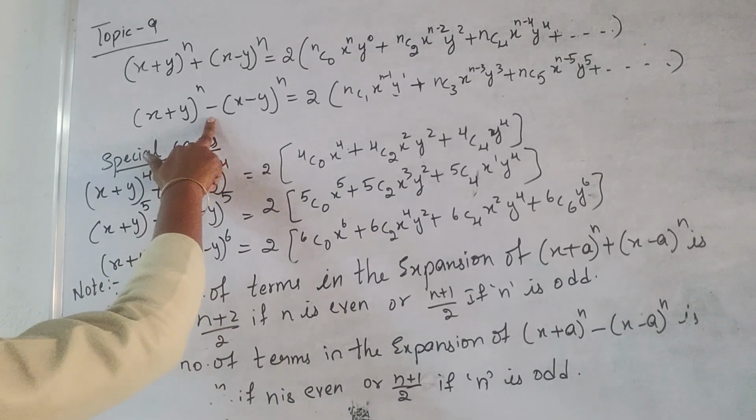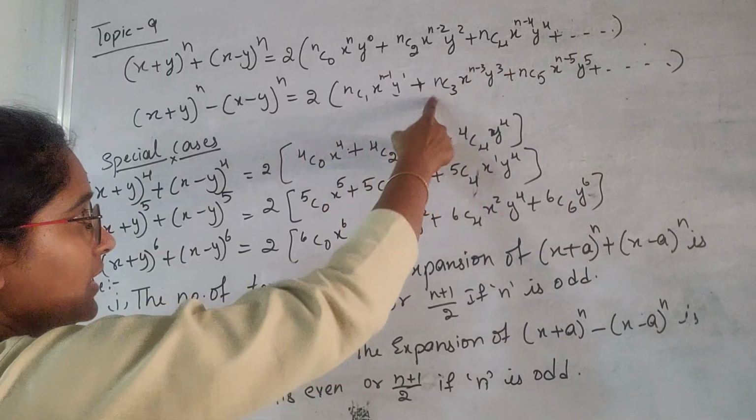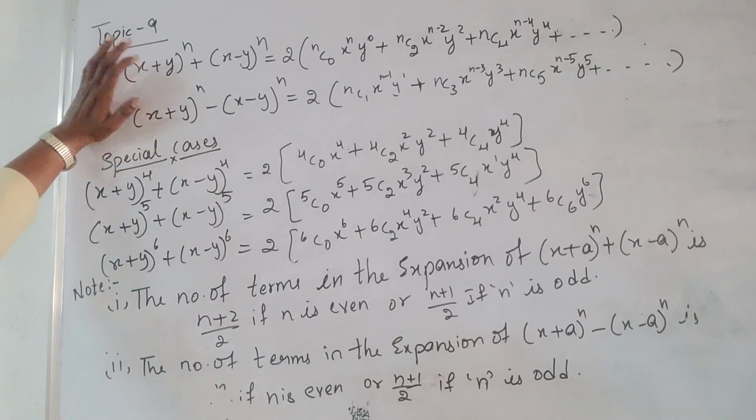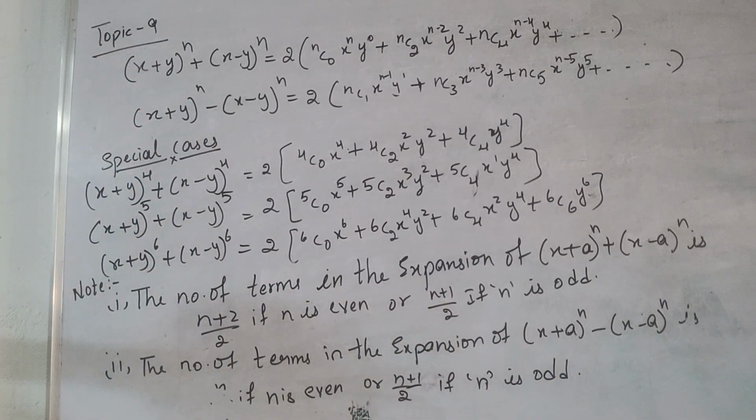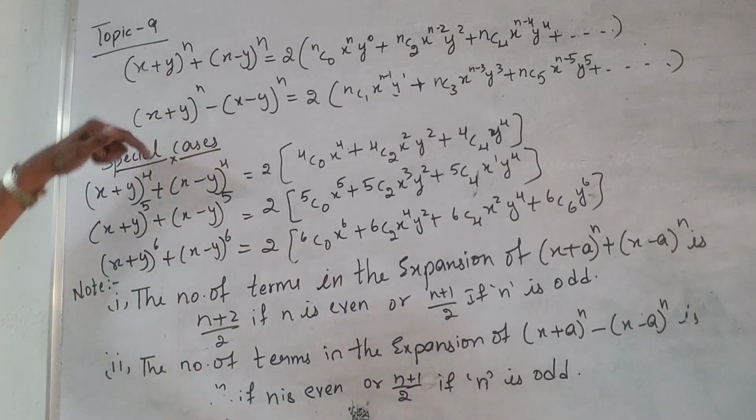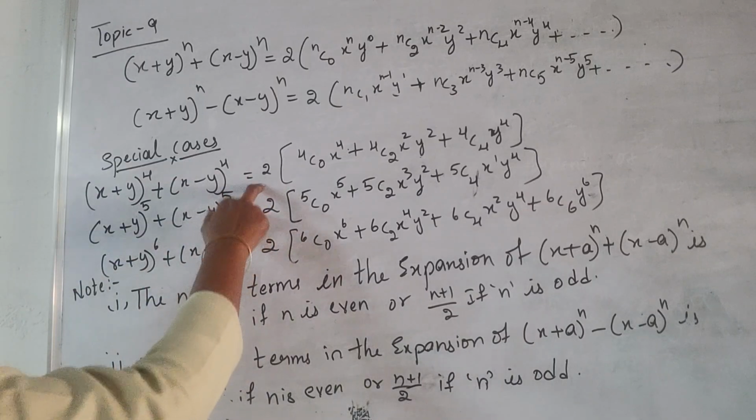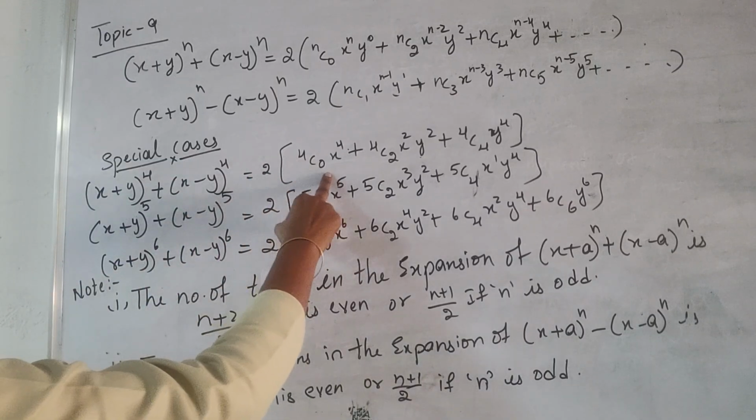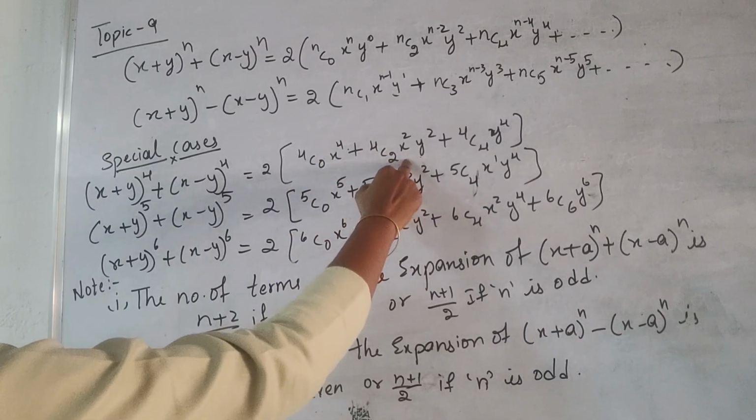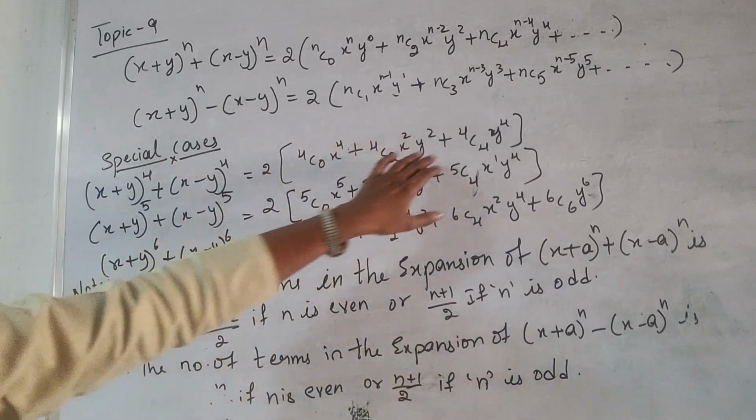If it is minus in the middle, then you get all the odd terms: nC1, nC3, nC5. So you know how to do it. Both of these are very important, and there are some special cases. Suppose, in the same thing, in place of n I write 4. If we calculate, 2 will be common, and 4C0 x^4 plus 4C2 x^2 y^2, because 4 minus 2 is 2.